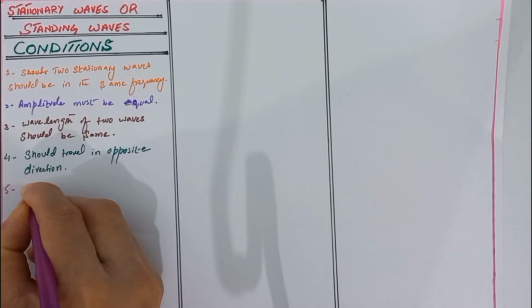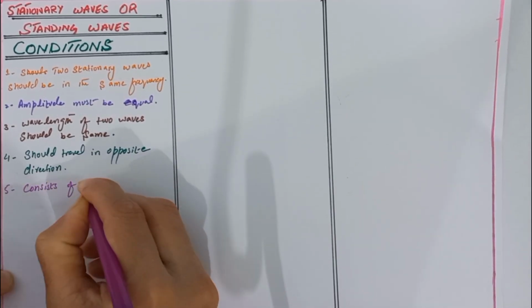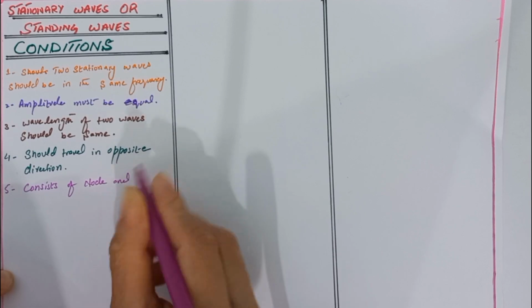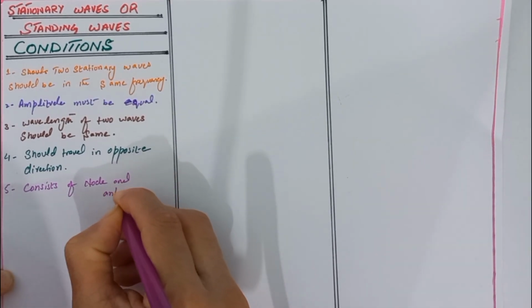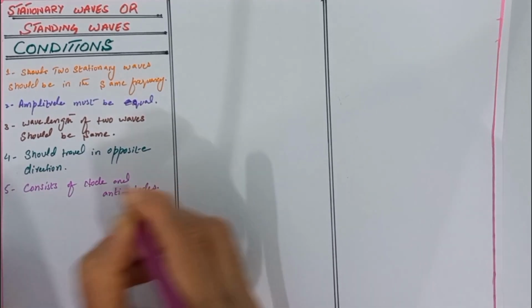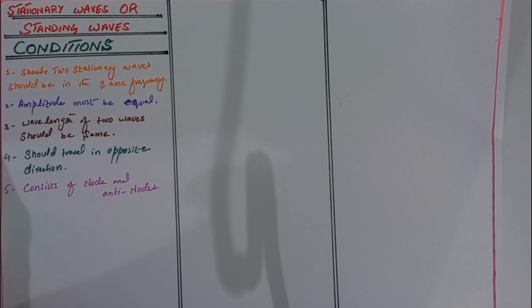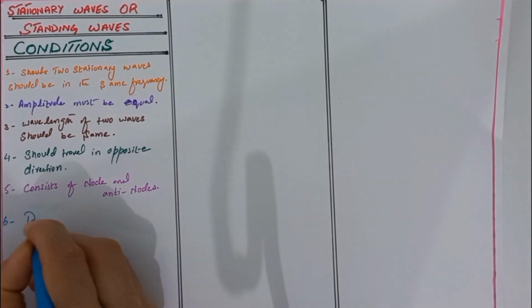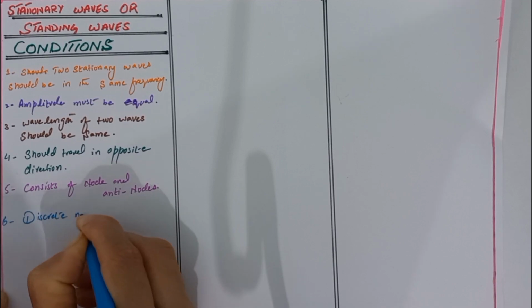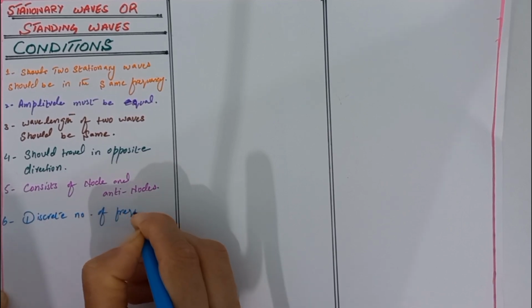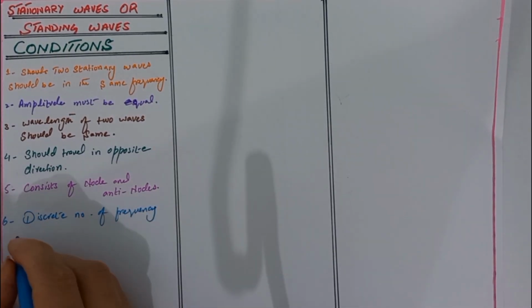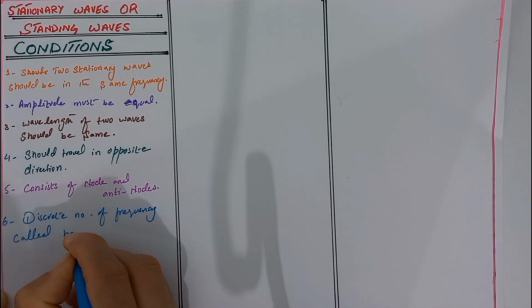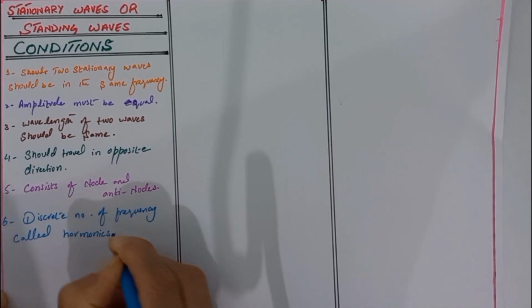Fifth, it consists of nodes and antinodes. Sixth, it consists of a discrete number of frequencies called harmonics.